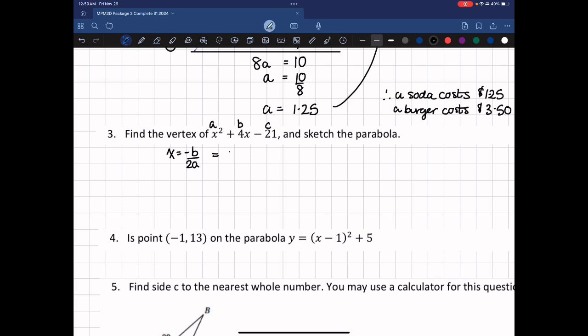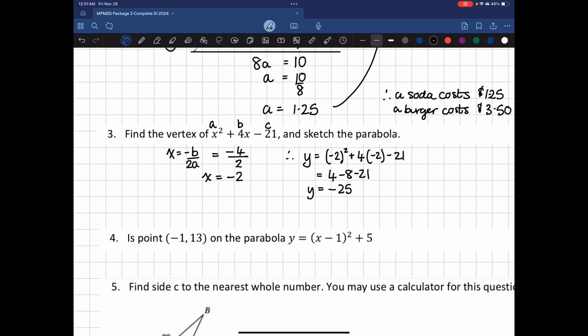So x equals negative b over 2a, which is negative 4 over 2 times 1, or 2, which is negative 2. So this is the x value of my vertex. So now to find the y value, I can just sub it in. So the y value of my vertex is just y equals x squared, so negative 2 all squared, plus 4 times negative 2 minus 21. You can just put this in your calculator or do it in your head. I'm going to do it in my head for now. And that will give me negative 25. Negative 25, I believe.